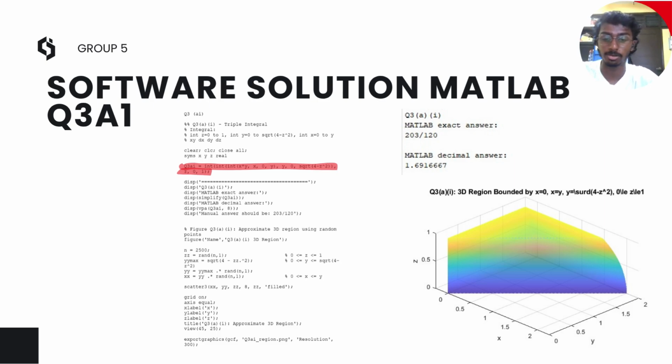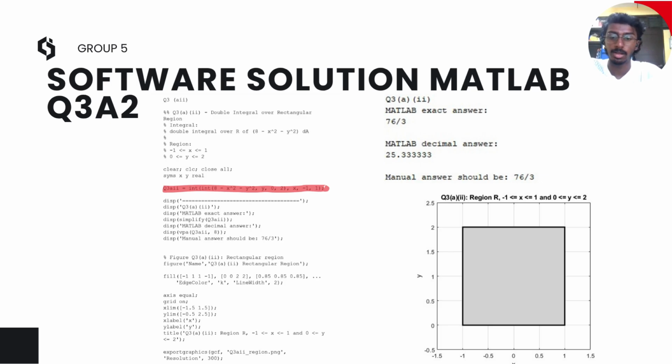After running the code, MATLAB gives the exact answer 1.69166667. This is the same as the manual calculation, so the answer is verified. The graph generated by MATLAB shows the 3D region based on the given limits. It helps us to visualize the solid region used in the triple integral.